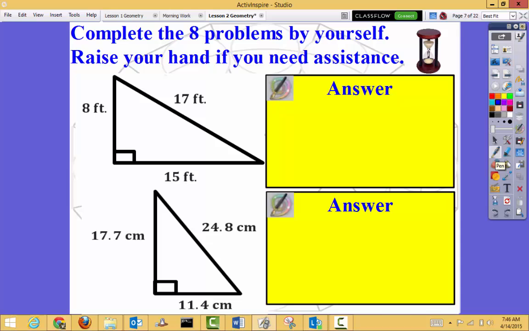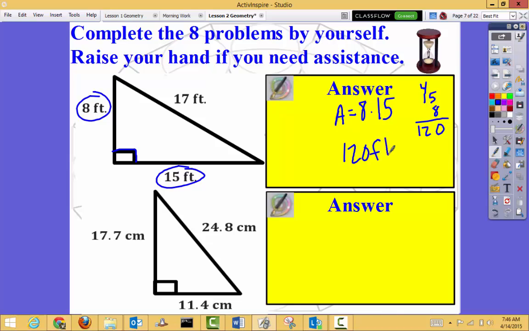So your first one, my base times height, I'm looking for that intersection of the right angle. So here, so my base and height. So it's going to be area equals 8 times 15. So I'm going to stack them. My area is 120 feet squared.